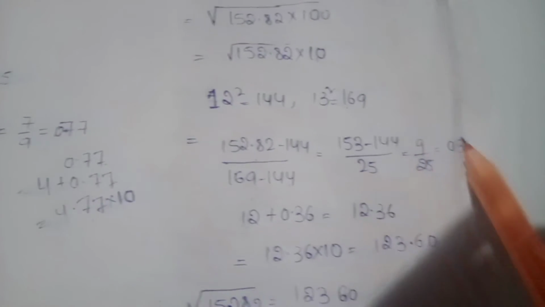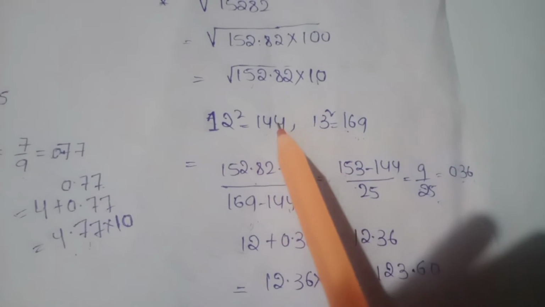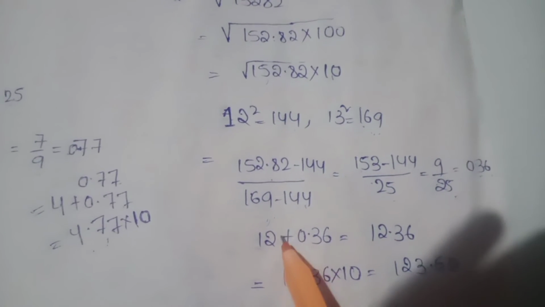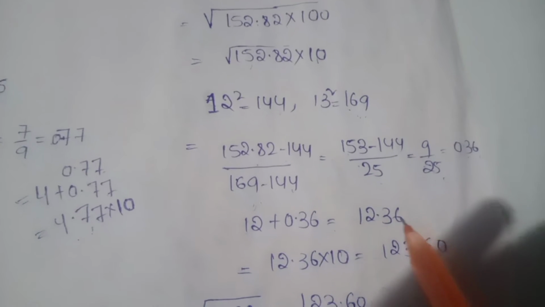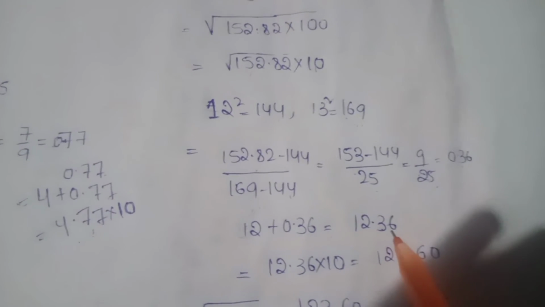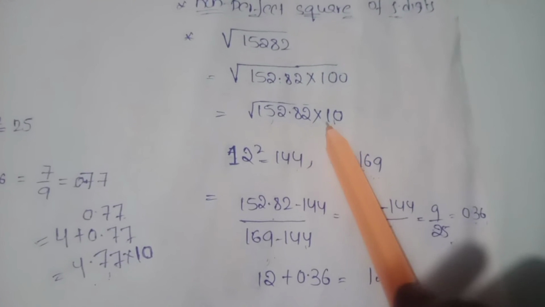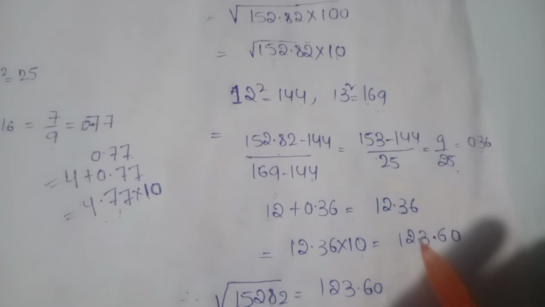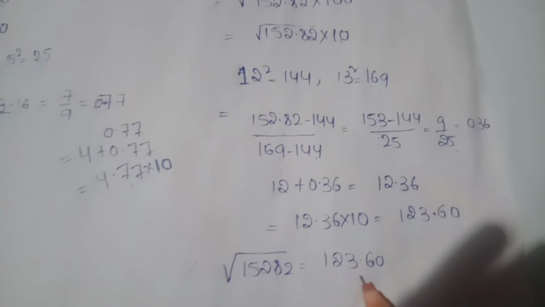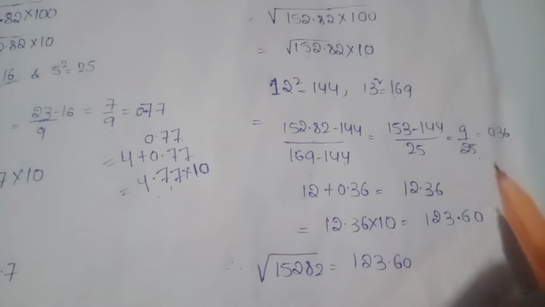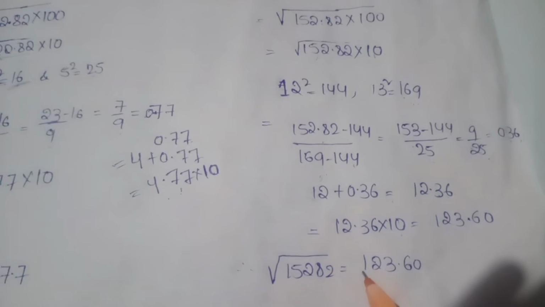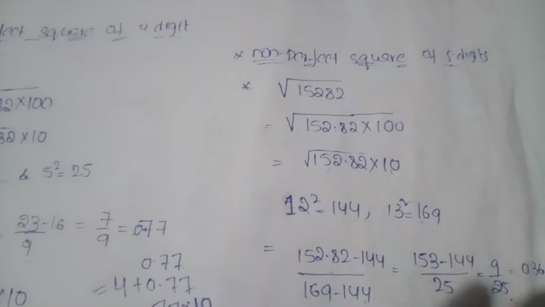Now 0.36. What is the lesser value of 152? 12 squared, right? I am taking 12 plus 0.36. I am having 12.36. Is this my answer? No. I have another step, times 10. Don't forget this step. Times 10, I am getting 123.60. The approximate value is 123.60. The root of 15282 is 123.60. This is the concept of non-perfect square root of 5 digits.